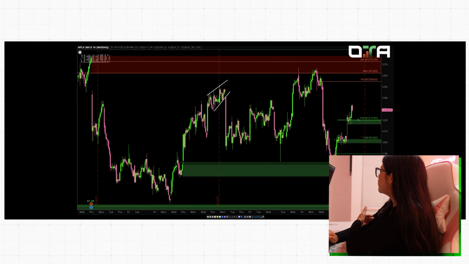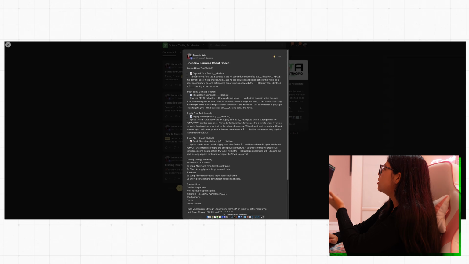It might pull back into the demand zone. Maybe we could target the supply zone. So that's how I'd set up my plan. You guys could come here and search cheat sheet, and I'd copy this and I'd paste my plan right into there. So I'm waiting for the demand zone test.